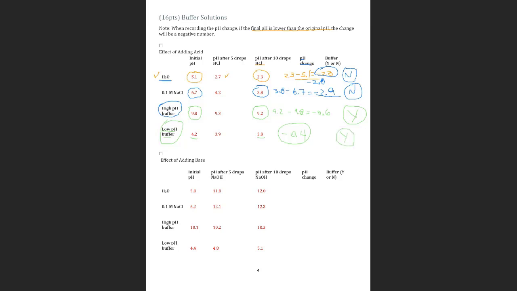Okay, so this is the first part of the experiment, and then you have to do the same. The first part is when you are adding 10 drops of an acid, HCl. The second part is similar, but you are adding 10 drops of sodium hydroxide. You are adding a base. So let's see with my data, what is the pH change that I should write here?